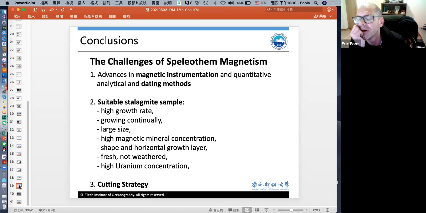So this is something that maybe in the future needs to be explored: how weathering affects a full stalactite or stalagmite on the ground, because when you have flooding, you can alter your stalagmite on the ground. But it's just an observation.